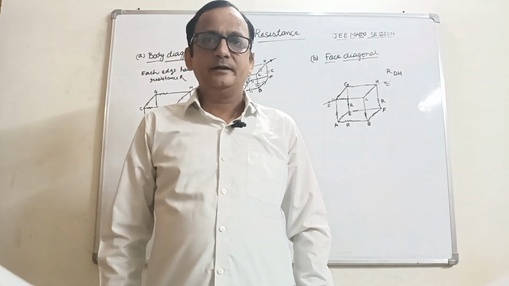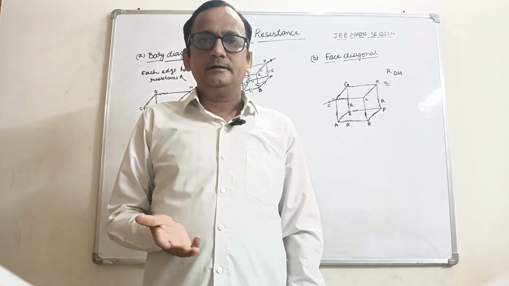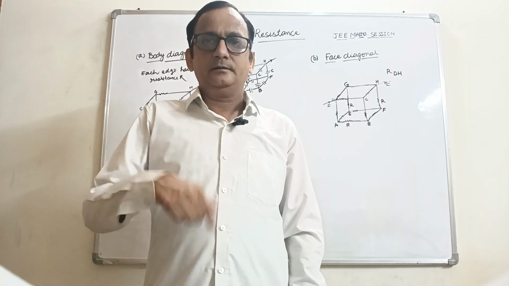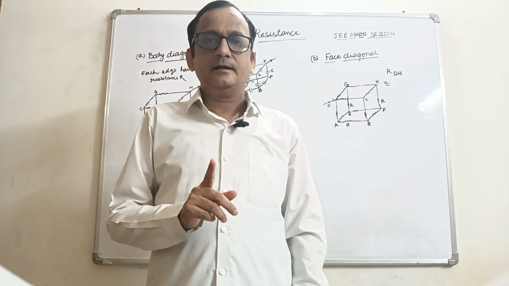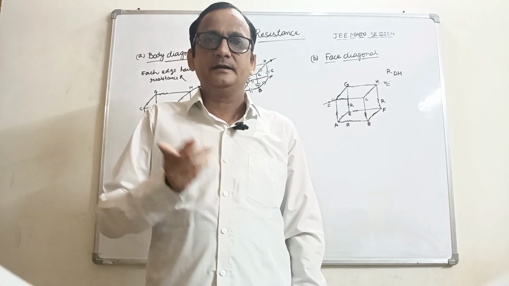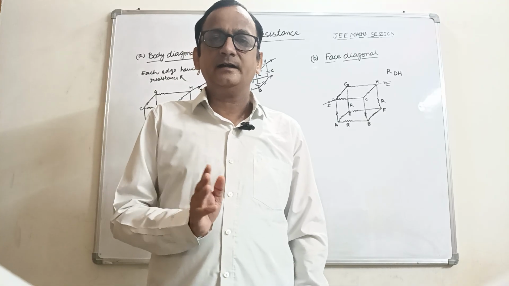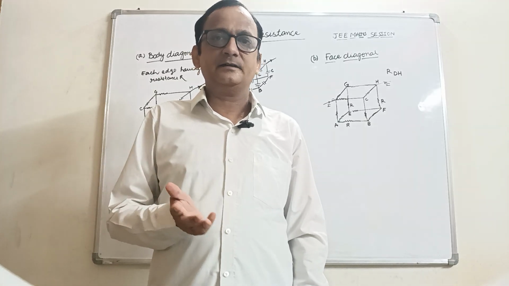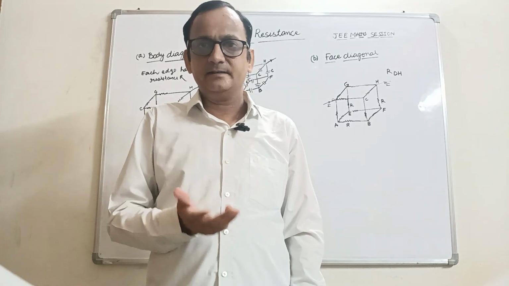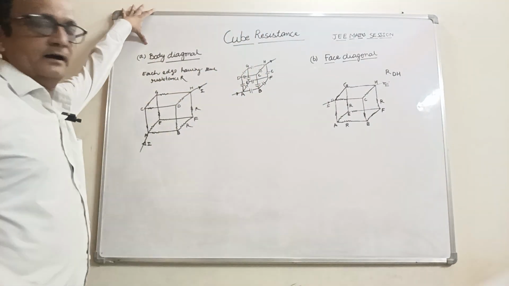Hello student, today we are going to discuss how we find the equivalent resistance within a cube, where each edge has equal resistance. We have to find the equivalent resistance across the face diagonal and the body diagonal. Let us start with the body diagonal.